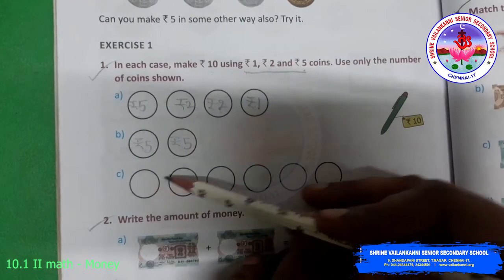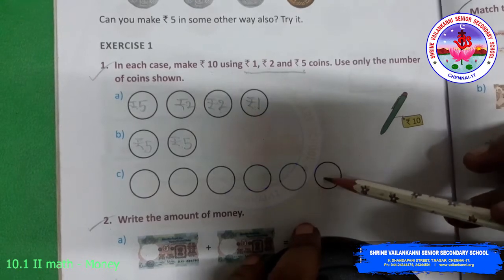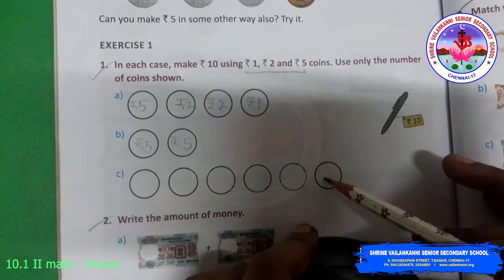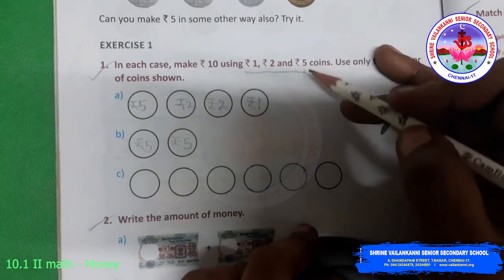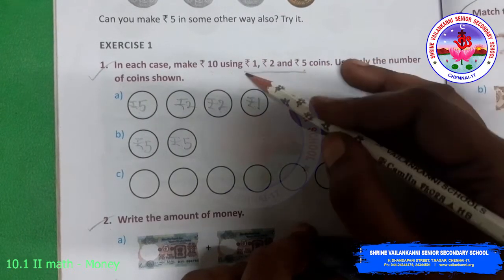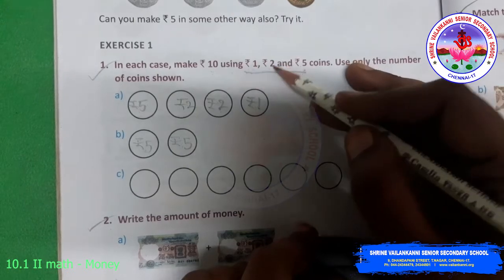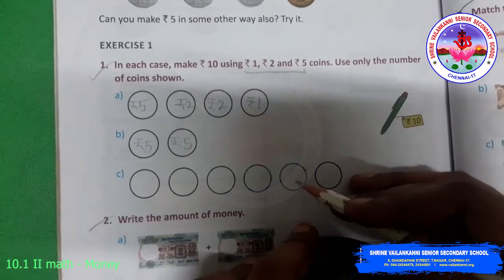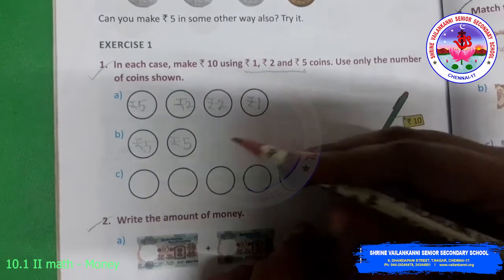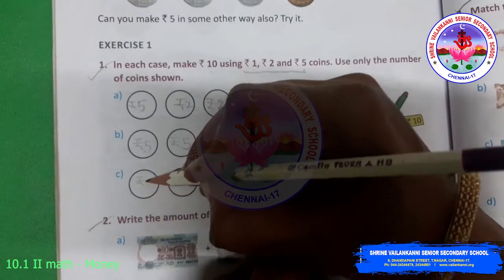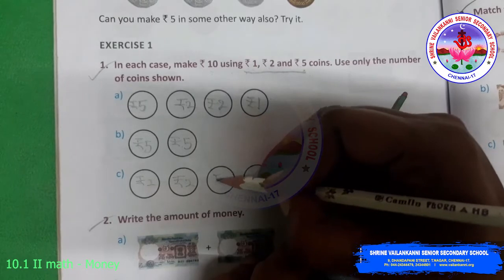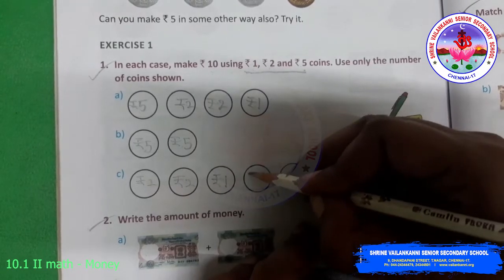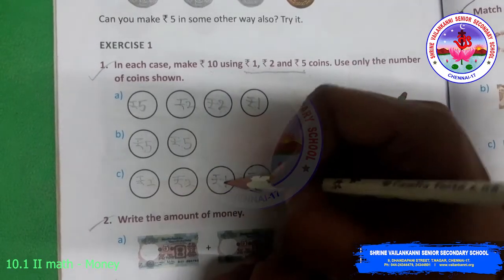Here we are going to use 1, 2, 3, 4, 5, 6 coins. In that, if I use 5, I'll get more than 10. So I'll neglect this and use only 1 rupee coins and 2 rupee coins. Like this we'll use. So 2 rupee, 2 rupee, 1 rupee. 2 plus 2, 4, 4 plus 1, 5.